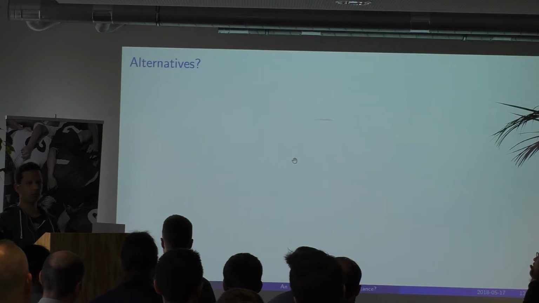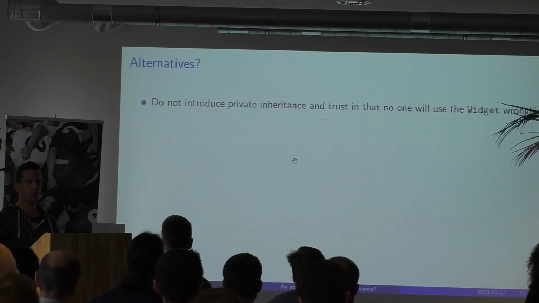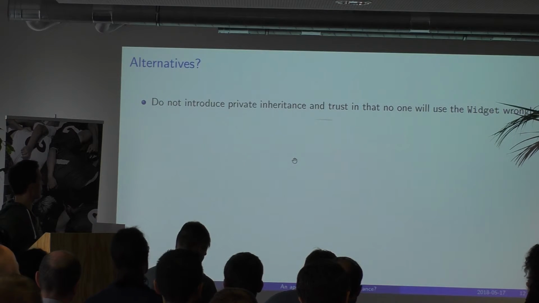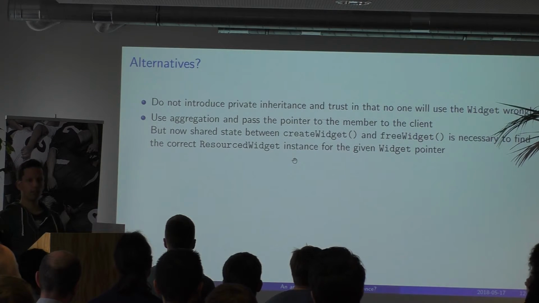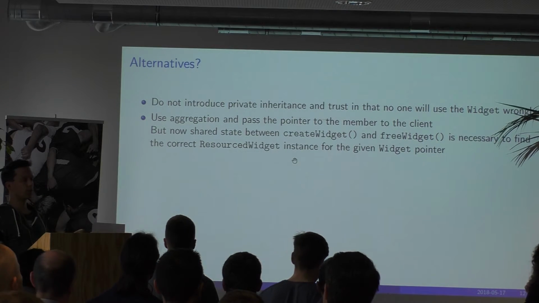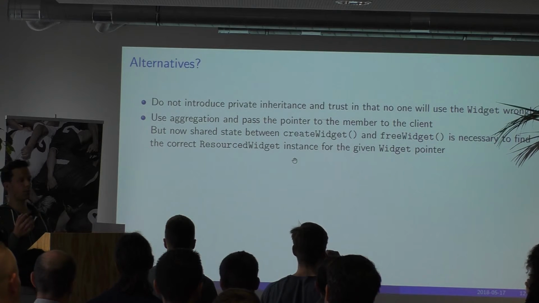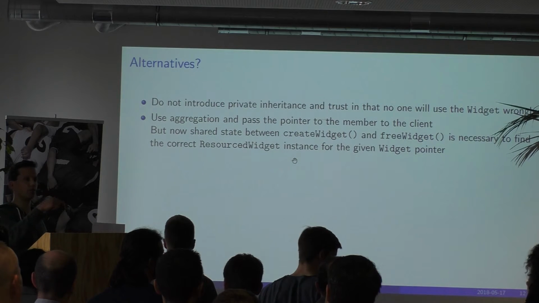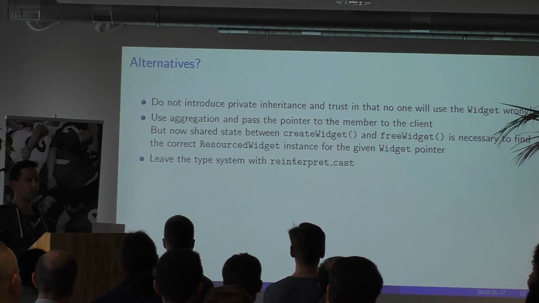What are the alternatives to this approach? You could leave out the introduction of the private inheritance and hope that all your clients will use that class correctly. You could use aggregation, as I said in the beginning, which is the better solution for has-a. But that's hard if you don't have state between the create and the free function, because then you can't really get from the pointer to the data member back to the pointer to the class, unless you do some tricky type-system-leaving stuff, maybe adding offsets, reinterpret casting. That's more or less this solution.